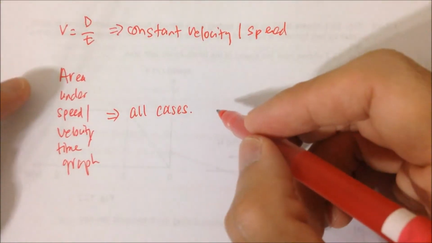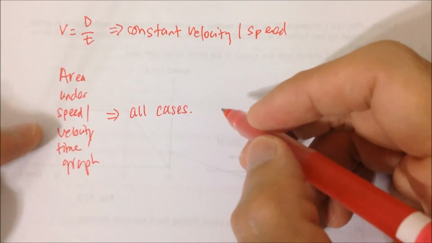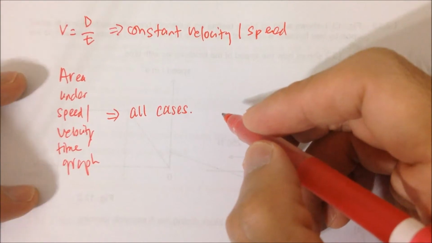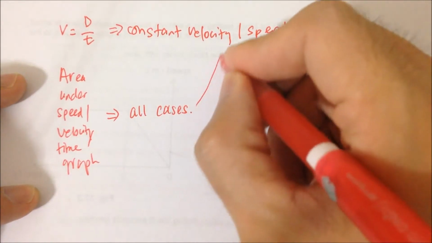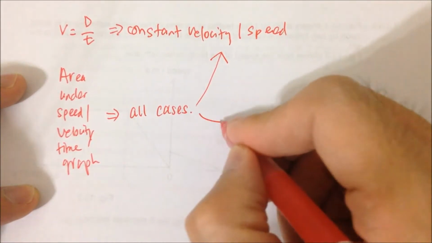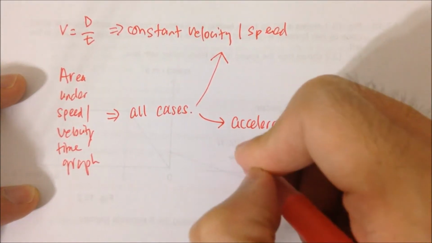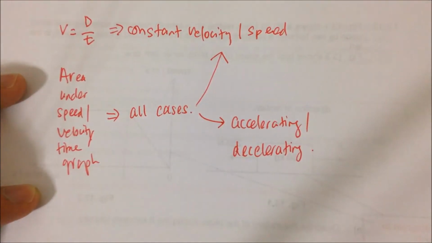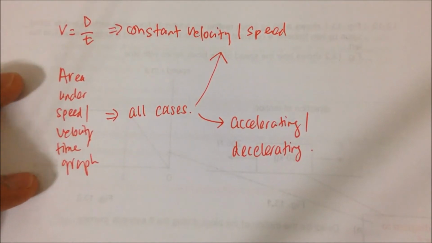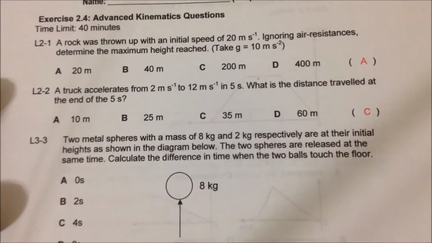The method you should be using is actually the area under the speed or velocity time graph. And this method is applicable to all cases, whether it is constant speed or velocity, or whether it's accelerating or decelerating. Alright, so this is the formula that you should use henceforth, because you will make sure that you get the correct answer all the time. So let's go to exercise 2.4 now.